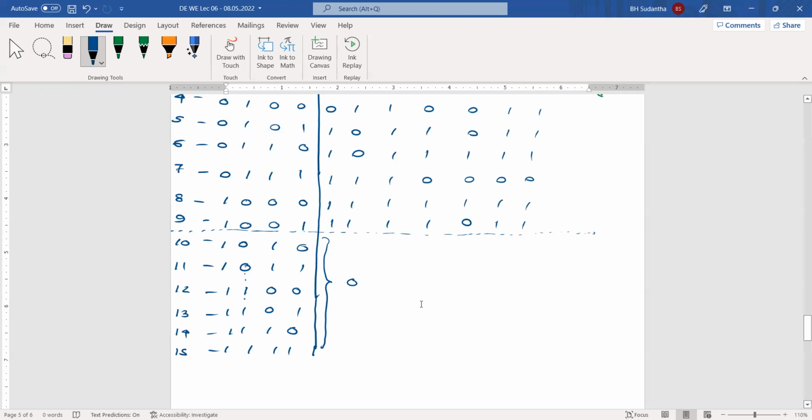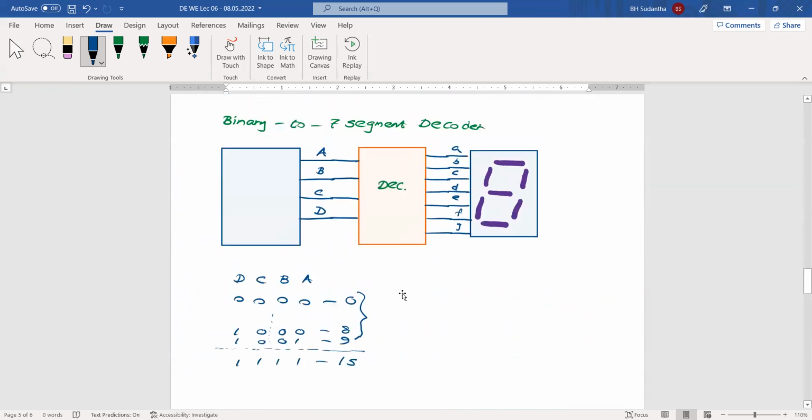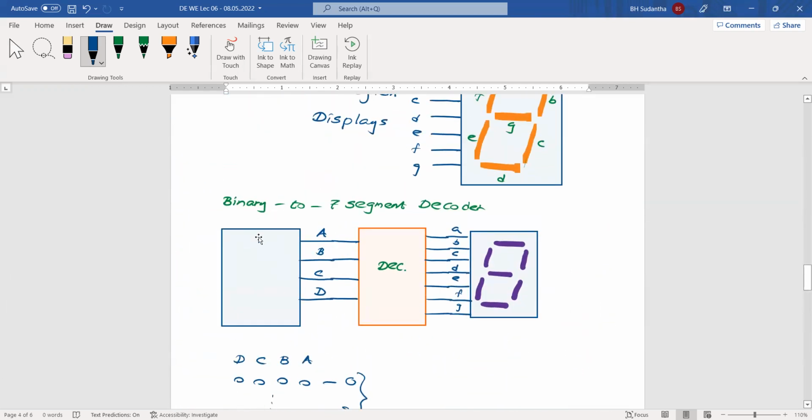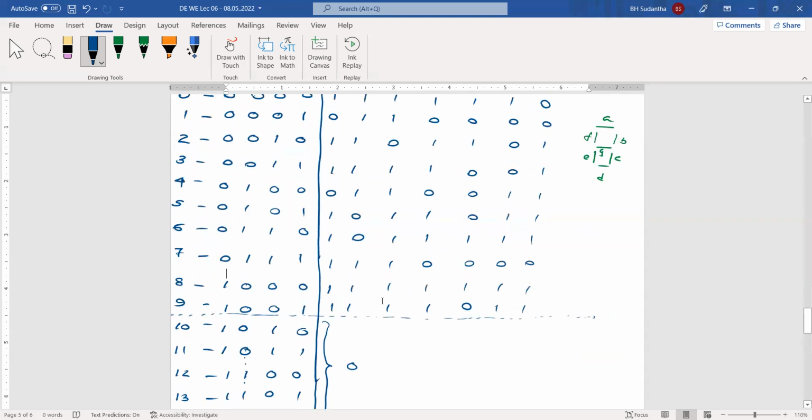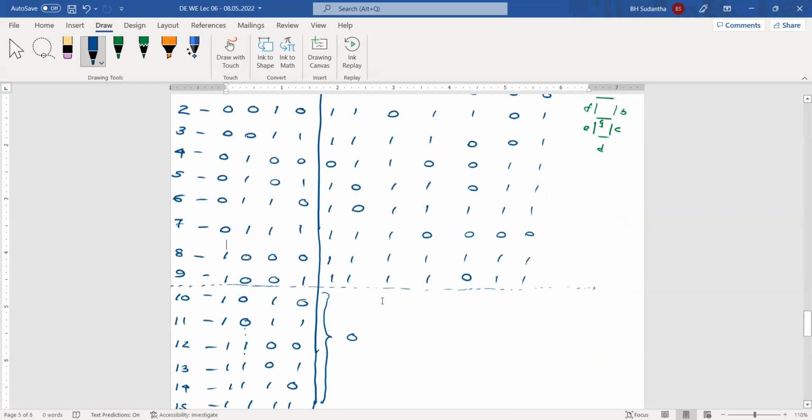Sometimes, if you know that this circuit will not generate numbers beyond 9, you can put X, don't care states, here. Likewise, you can have a different solution for this one. For the moment, we will stick to this one.